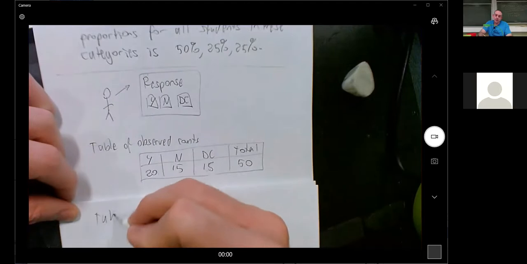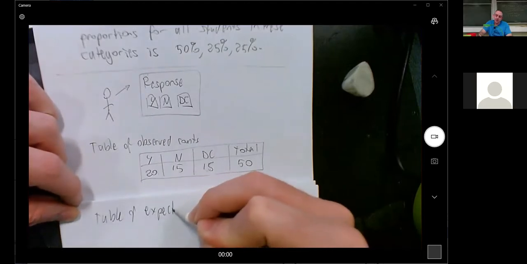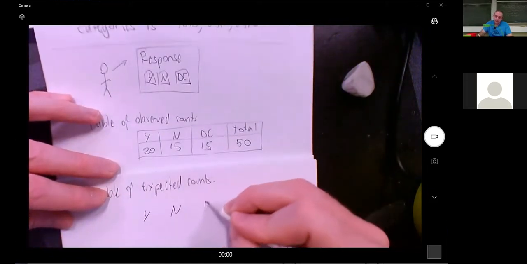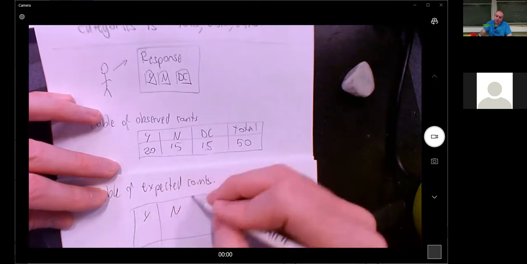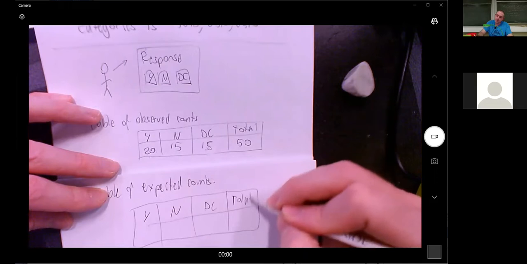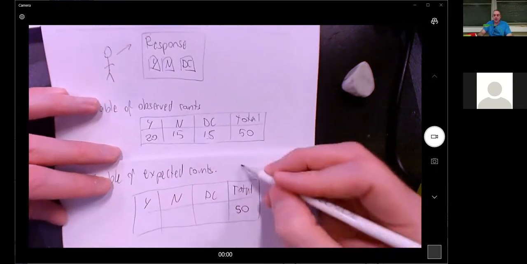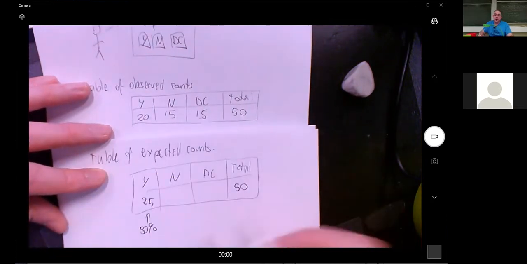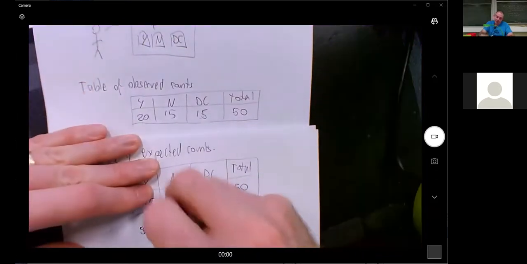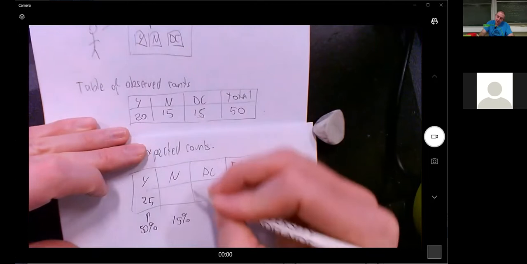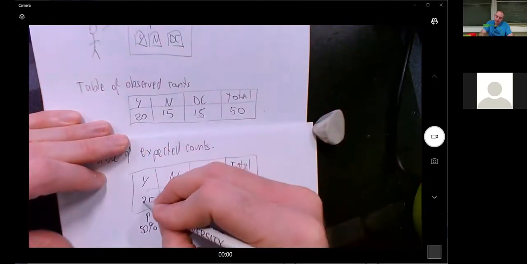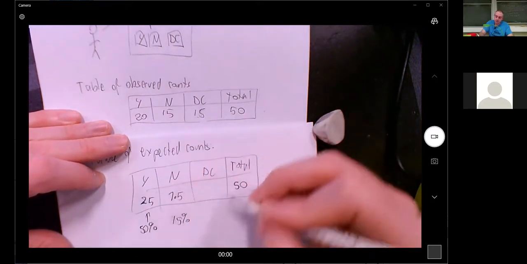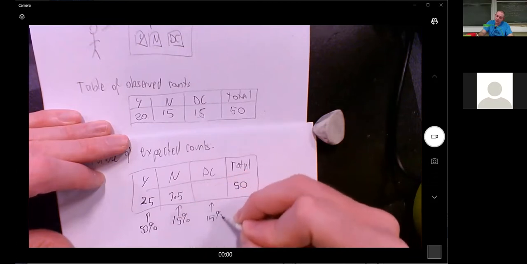And so I need a table of expected counts. So if there were still 50 people, and I want this to be 50%, which would be 25 people. And I want this to be 15%, which would be 7.5 people. And I want this to be 15%, which is 7.5 people as well.